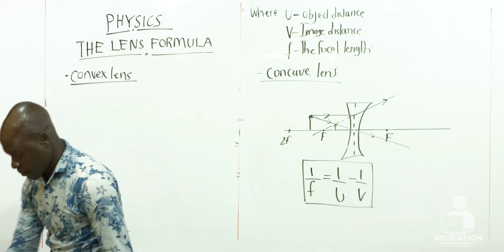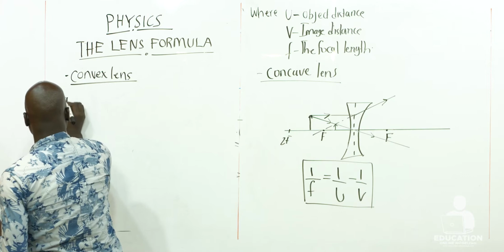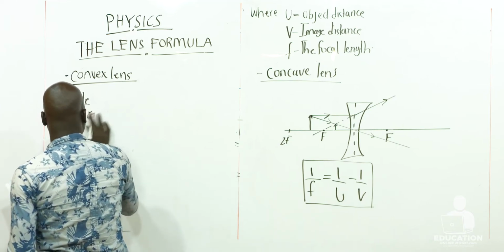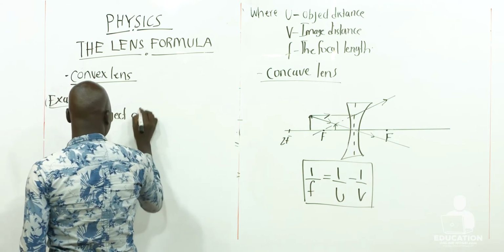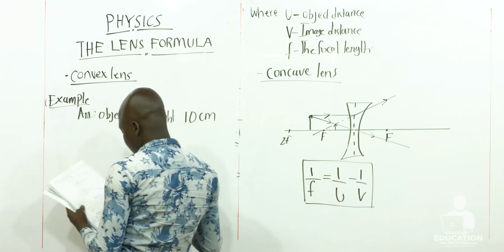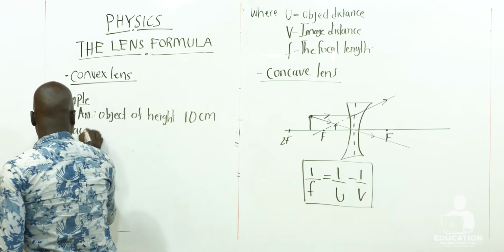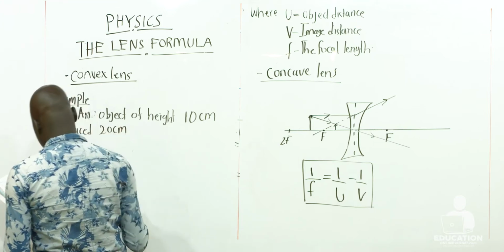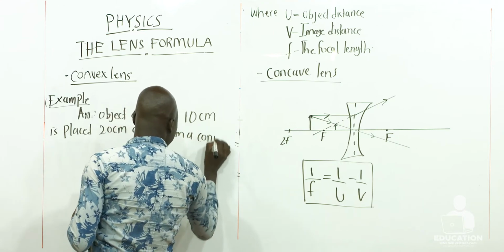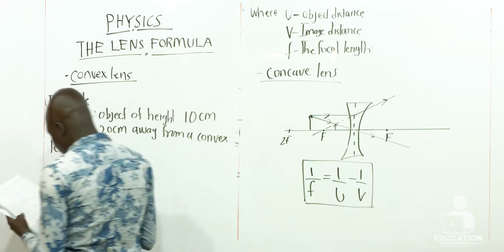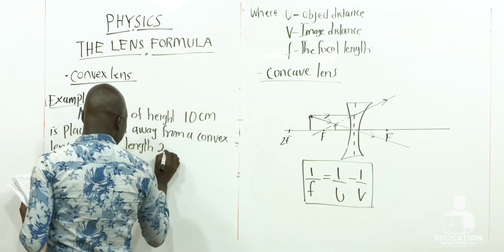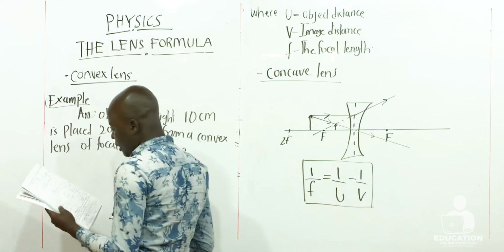we have example 1. The example says an object of height 10 centimeters is placed 20 centimeters away from a convex lens of focal length 30 centimeters. Determine the image distance.